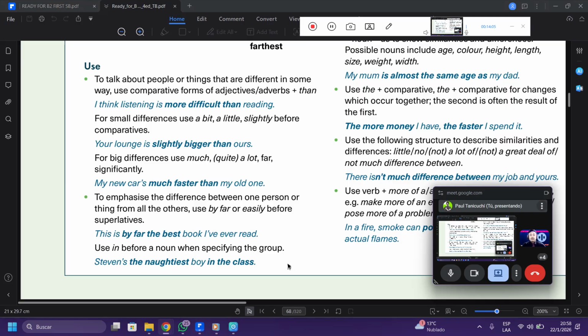Okay. Perfect. Now we have to use the preposition in before a noun when specifying the group that corresponds to the subject that we're talking about. For example, Steven is the noisiest boy in the class. Or for example, you are the most intelligent or the cleverest person in your family. Like that. Okay. So please, one more time, your examples.